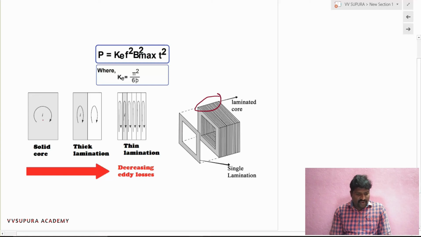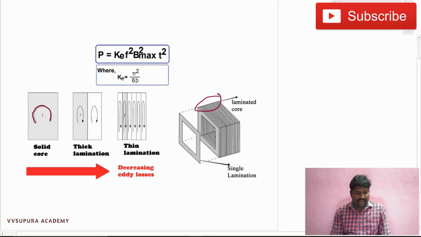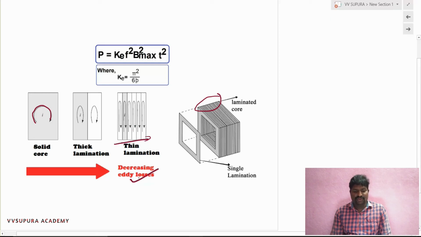First, if I use the solid core, the currents will be in this fashion. So many currents will flow. If I use thick laminations, the currents will be reduced in this way. If I use these thin laminations, small amounts of currents will be there. The effect will be reduced. So, decreasing eddy currents. The formula for these eddy current losses follows this equation: f squared B max whole squared into t squared, where t is the thickness of the material.